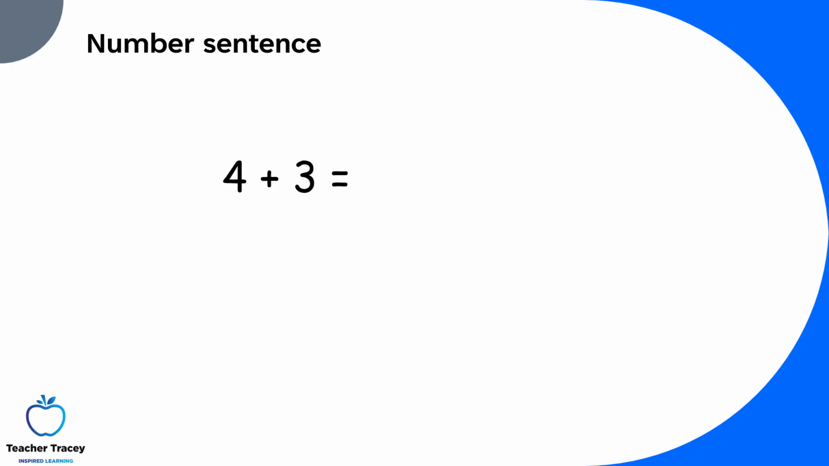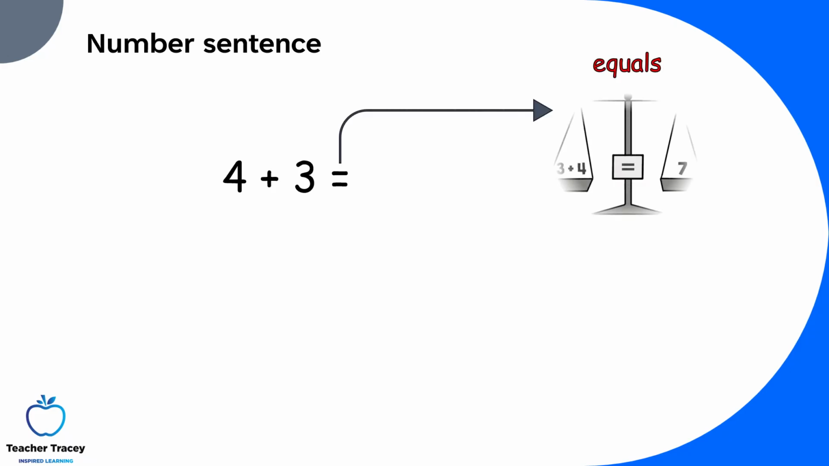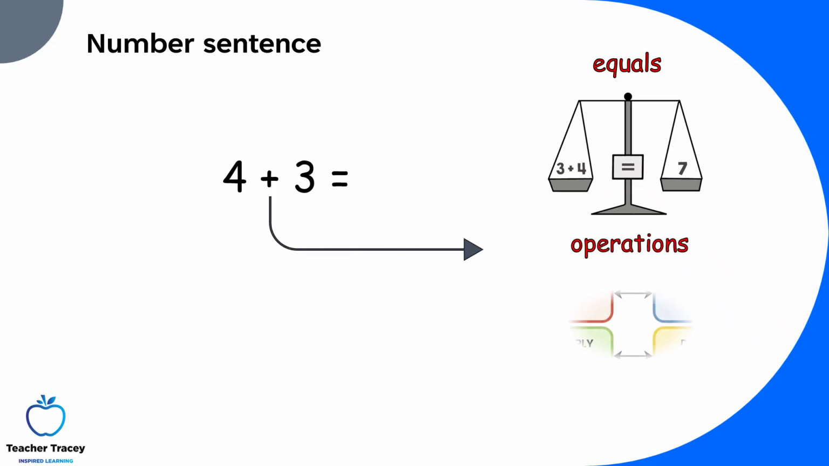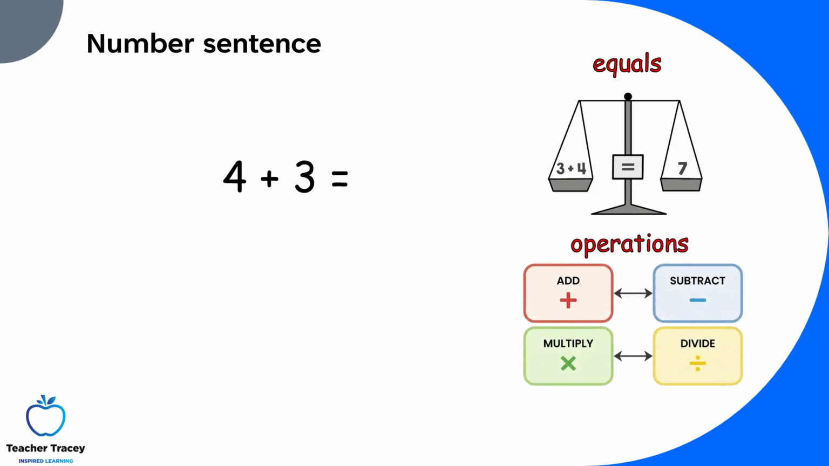We also know that when faced with a number sentence, we have an equal sign, which means that either side of it is balanced and equal, and an operation sign, which has add, subtract, multiply, and divide, telling us what to do with each number.